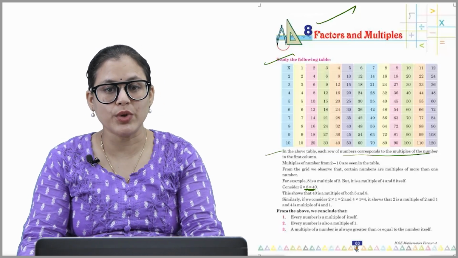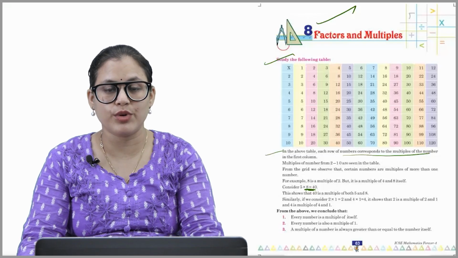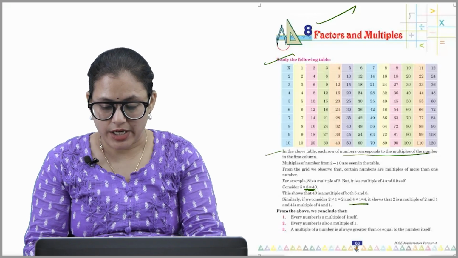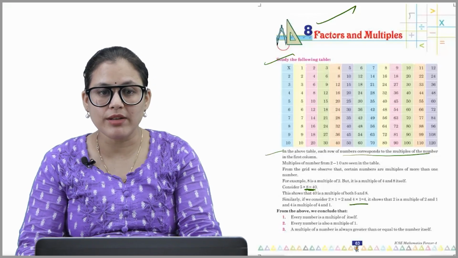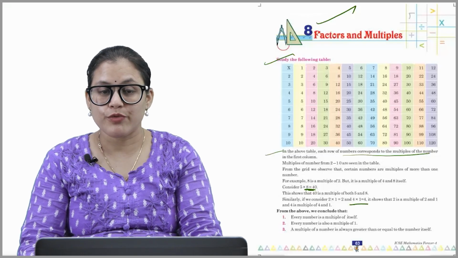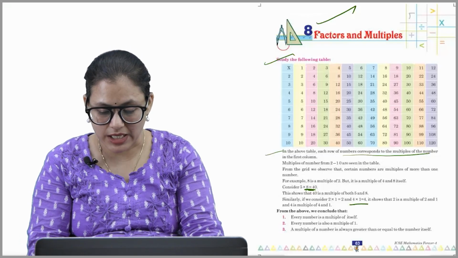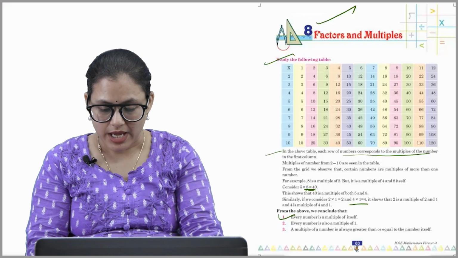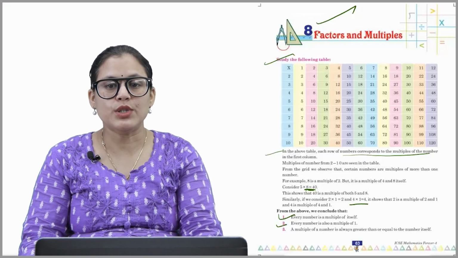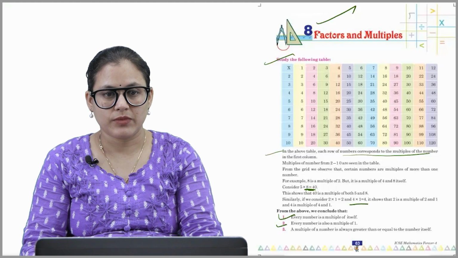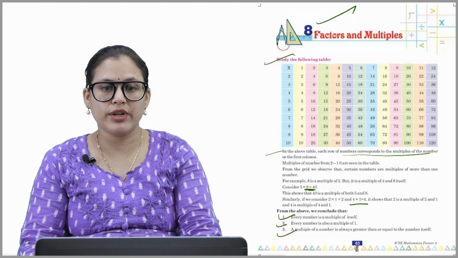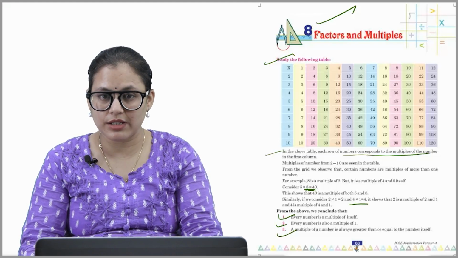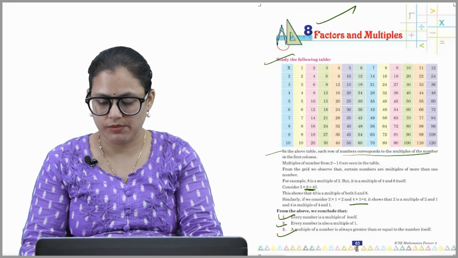Similarly, if we consider 2 into 1 is equal to 2 and 4 into 1 is equal to 4, it shows that 2 is a multiple of 2 and 1 and 4 is a multiple of 4 and 1. So from the above we conclude that: 1. Every number is a multiple of itself. 2. Every number is also a multiple of 1. 3. A multiple of a number is always greater than or equal to the number itself.